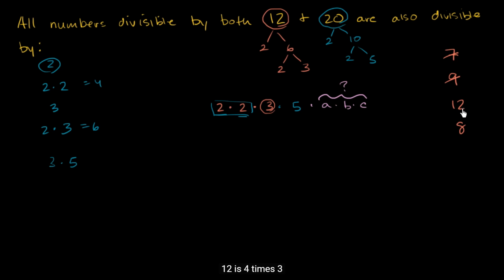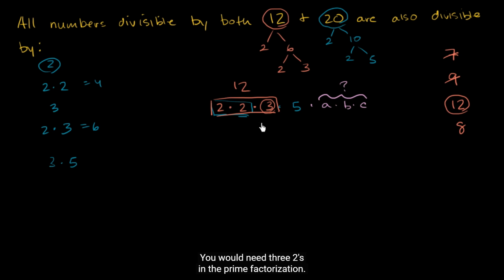12 is 4 times 3, or another way to think about it, 12 is 2 times 2 times 3. Well, there is a 2 times 2 times 3 in the prime factorization of this least common multiple of these two numbers. So 12 would work. 8 is 2 times 2 times 2. You would need three 2's in the prime factorization. We don't have three 2's, so this doesn't work.